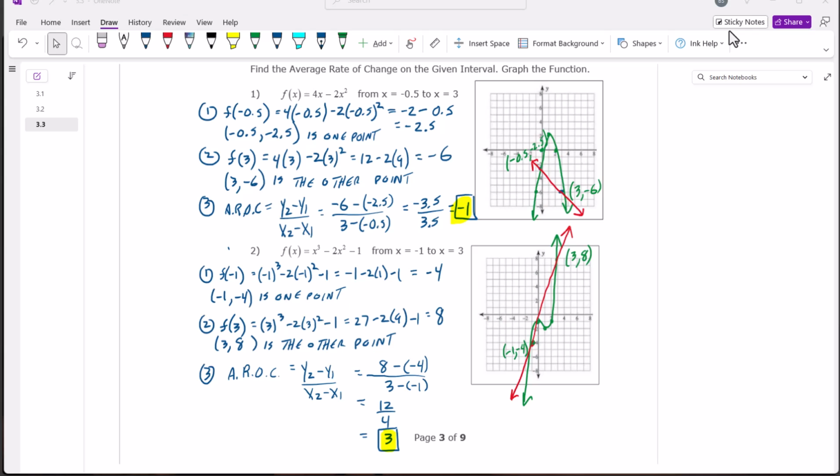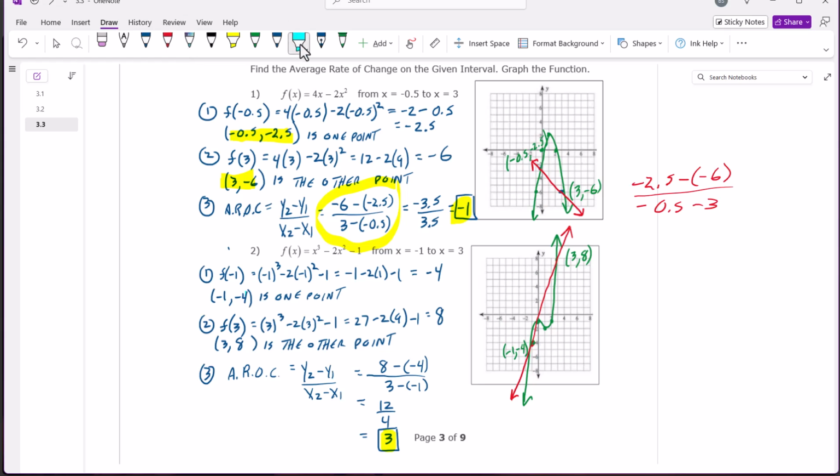You can do these graphs on a graphing calculator if you want to, just to get a good sketch. That's what I did. You could also do a table of values if you wanted to. But ultimately, on these 2 problems, you want to check that you had 2 points on this first one. These are the 2 points. And then when you do your slope, you're doing -6 minus -2.5 over 3 minus -0.5. You also could have done that backwards and done -2.5 minus -6 over -0.5 minus 3. It'd give you the same answer.